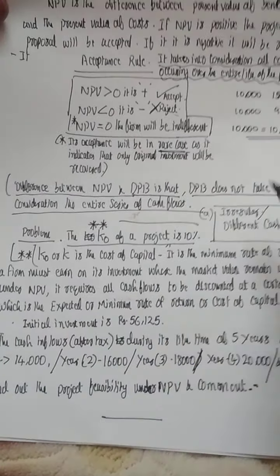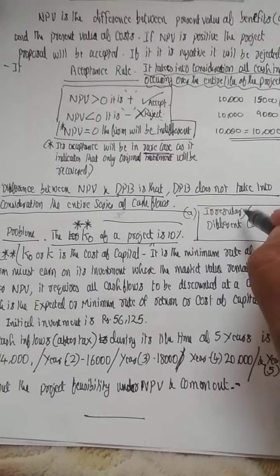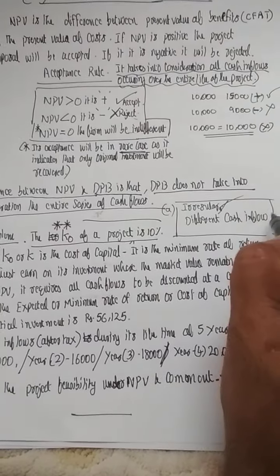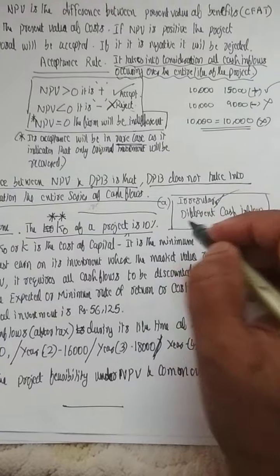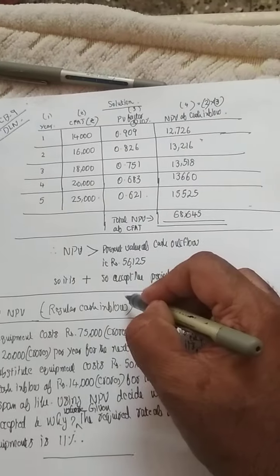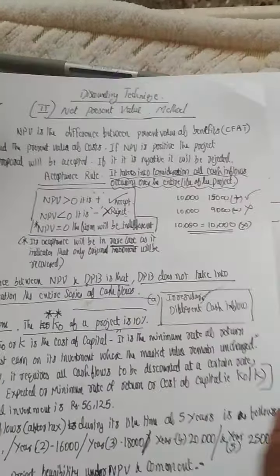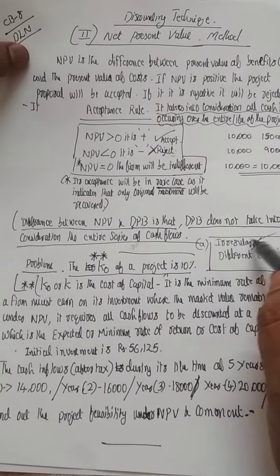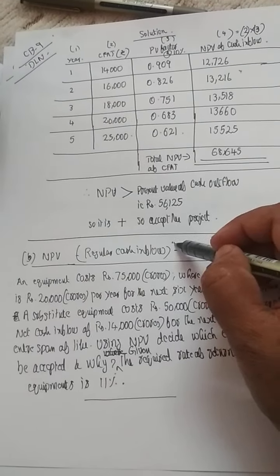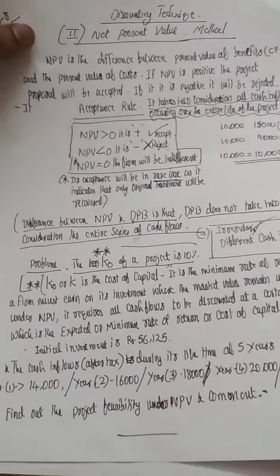There are two types of problems for NPV: irregular or different cash inflow, and regular cash inflow. I will lead into two problems. First, in this video clip, I will deal with irregular cash inflow, and in the second video, coming next, I will be dealing with regular cash inflow.